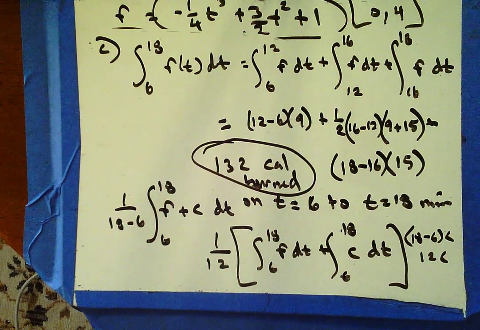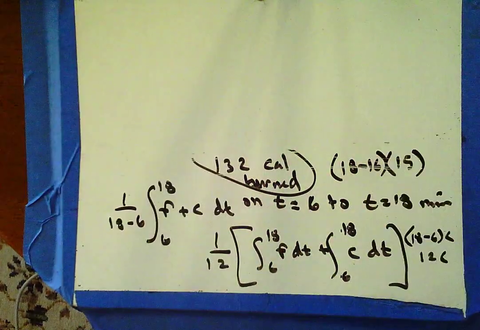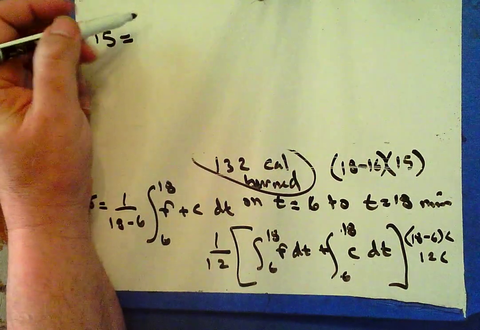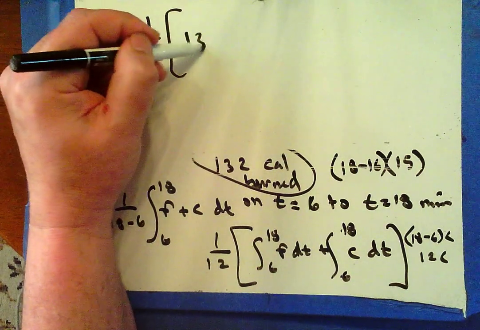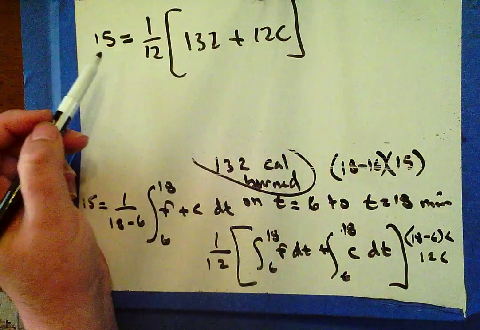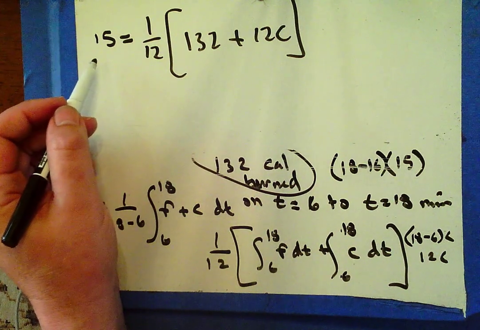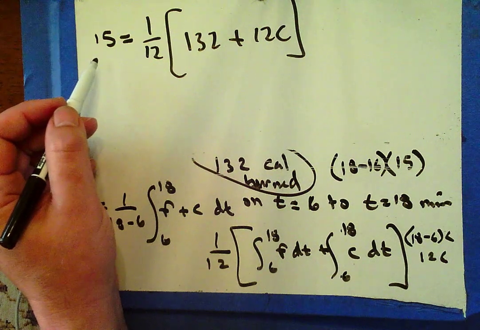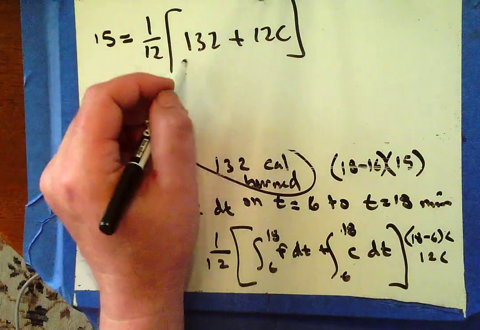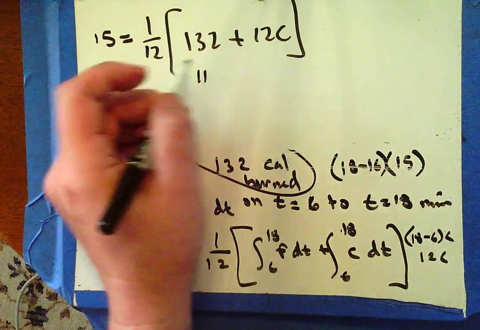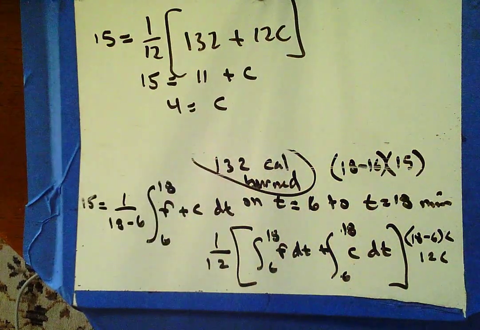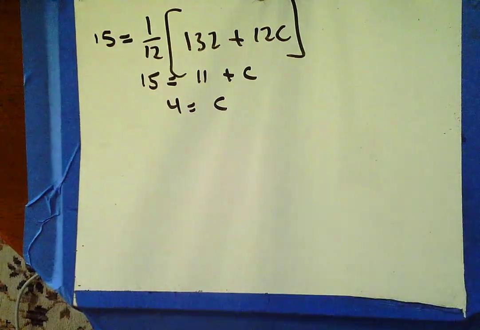So let's see what we can do here. We've got 15 is the average number of calories burned, and that equals 1 over 12 times 132 plus 12c. You could distribute the 1/12. You could multiply both sides by 12. This is without a calculator, so whichever one looks easier for you. I know that's 11 plus c equals 15, so c equals 4. Okay, there's problem number 7. What about problem number 8?